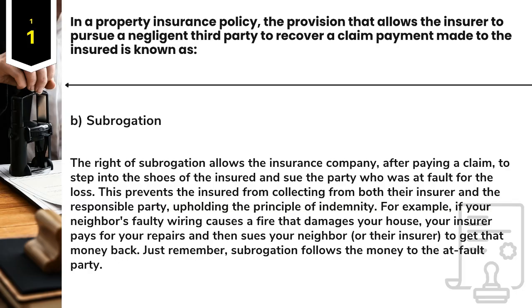For example, if your neighbor's faulty wiring causes a fire that damages your house, your insurer pays for your repairs and then sues your neighbor, or their insurer, to get that money back. Just remember, subrogation follows the money to the at-fault party.